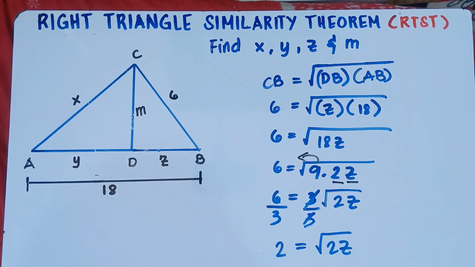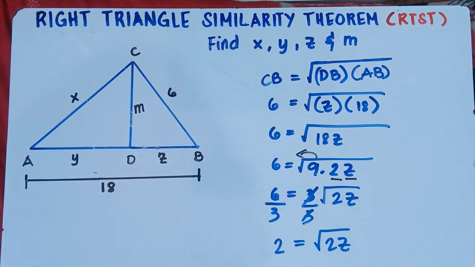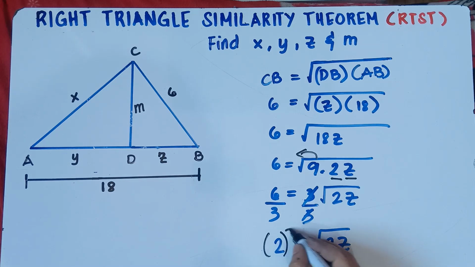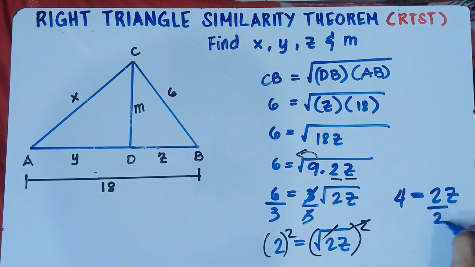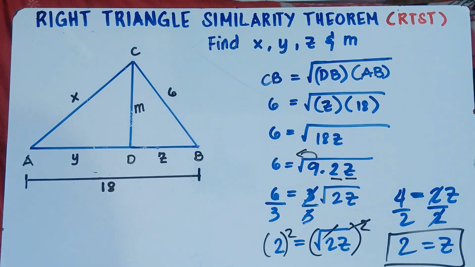And to get z, do you still remember, class, solving radical equations? We can square both sides, so that we can cancel this square root. So this will be 2 times 2, that is 4, equals 2z. To get z, divide both sides by 2, cancel this out. So 4 divided by 2, that is 2, equals z. So our z is equal to 2.